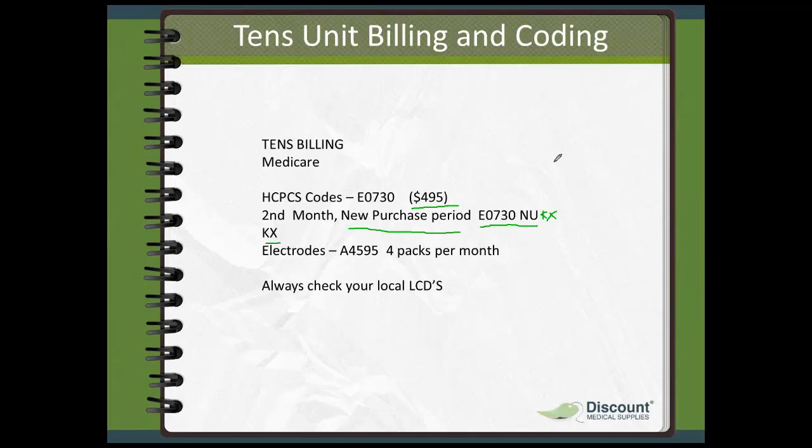Again, most people bill out at $495 based on their area. Then you can bill out your electrodes. The code you're going to use for Medicare is A4595. That allows you 2 packages per code. So you're going to bill this out twice for 2 units for that month, which is 4 packs per month. Again, always check your LCDs. Now, you'll typically look at about $40 per month for the electrodes based on medical necessity.